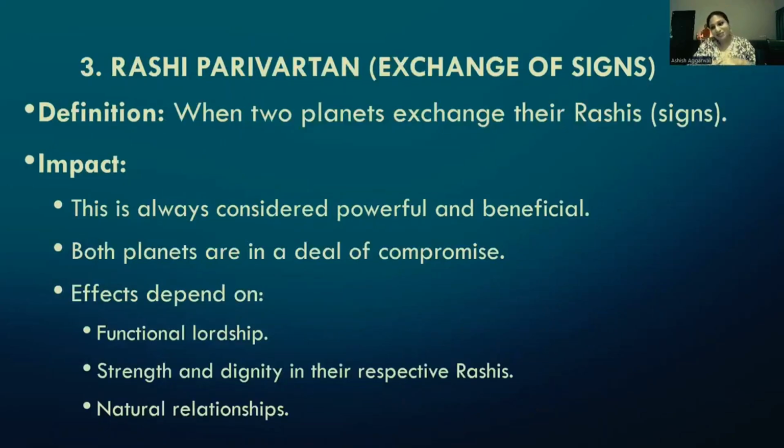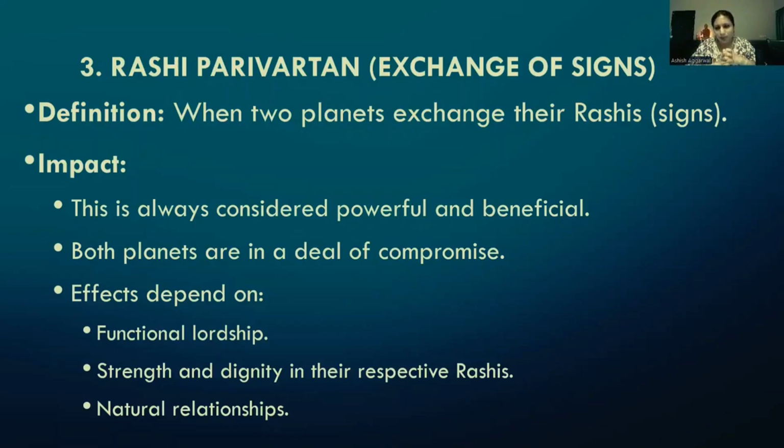Then comes the concept of sign change. What is sign change? It means that when two planets sit in each other's signs, for example, if Mercury is placed in Jupiter's sign Sagittarius and Jupiter is placed in Mercury's sign, we call this a sign change, and it also creates a direct connection. This is a powerful connection that is mostly considered beneficial, where both planets come to a compromising stage.